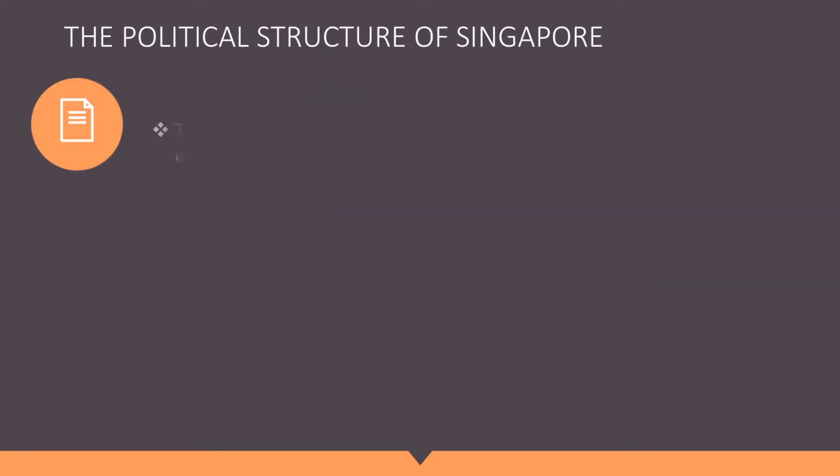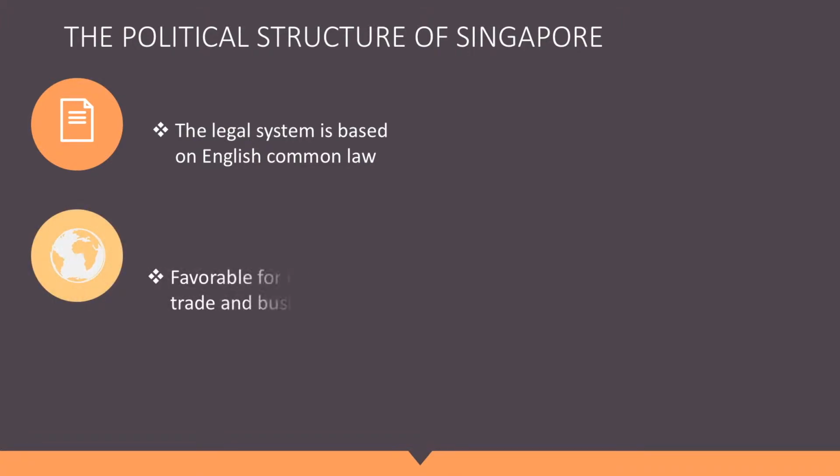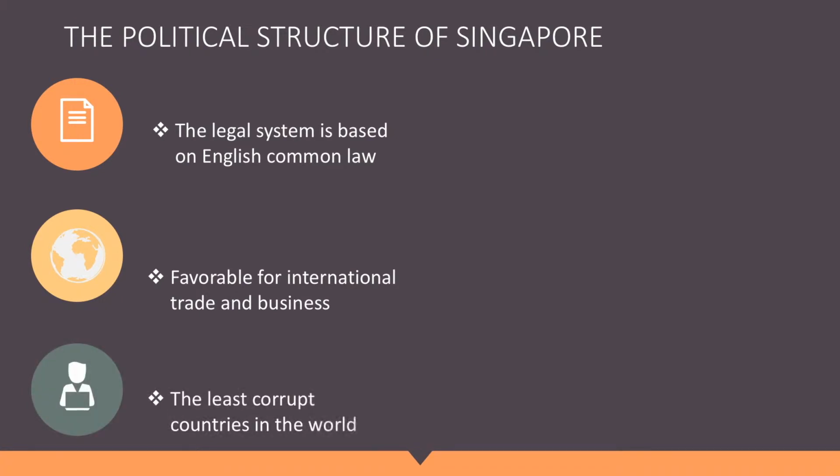The political structure of Singapore is based on the past experience of British regulation, but there are some differences. For instance, the legal system of Singapore is based on English common law, but it abolished the trial by jury. The political environment is very favorable for international trade and business. Singapore has been rated as the least corrupt country in the world by Transparency International for many times.